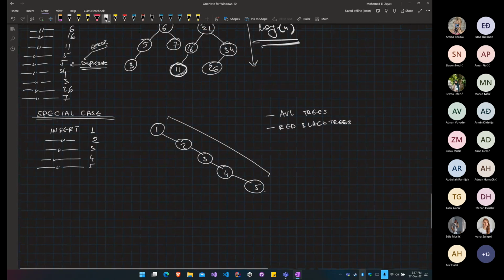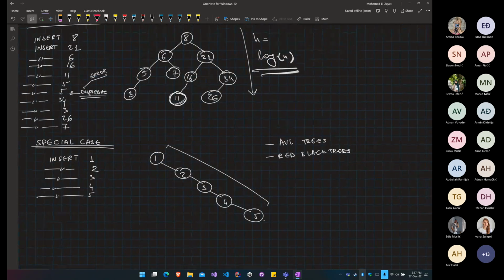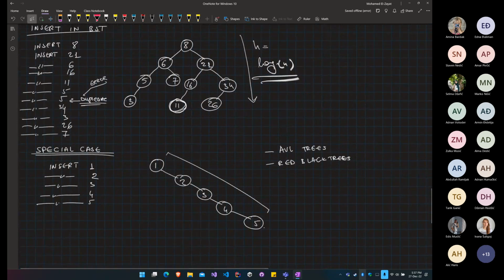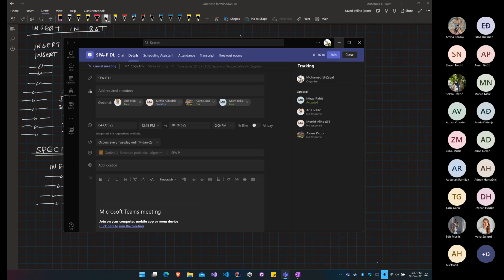Removal is the same thing as searching, except if I say remove something, you have to search for it and then you remove it, right?